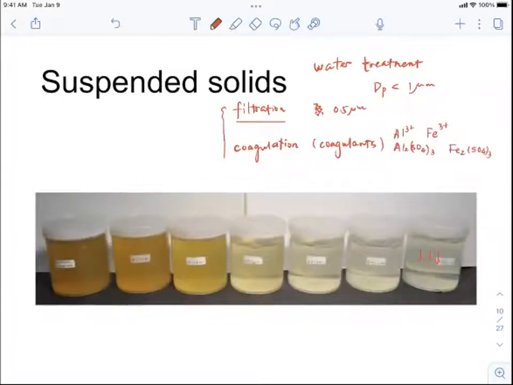The main reason is that once suspended solids get suspended in the water, these solids tend to carry a negative charge. So if you have a cation that has a very high positive charge, then they can attract each other. So you go through the coagulation process where the particles collide with each other to form a larger particle. And after that, people will use flocculation.